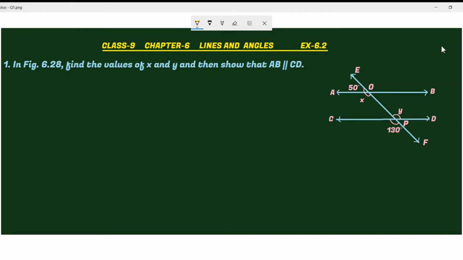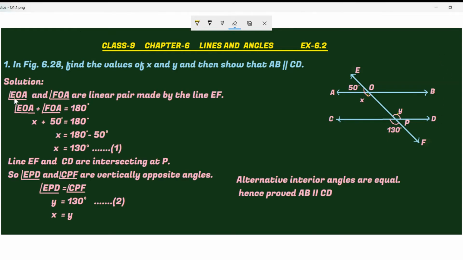Let's prove. Solution. Angle EOA and FOA are a linear pair made by the line EF. Here you can see the line EF and OA is a ray standing on EF. So we can tell these two angles are a linear pair. We know the sum of a linear pair is 180 degrees. Using this property, I am going to write the equation: angle EOA plus FOA is equal to 180 degrees.